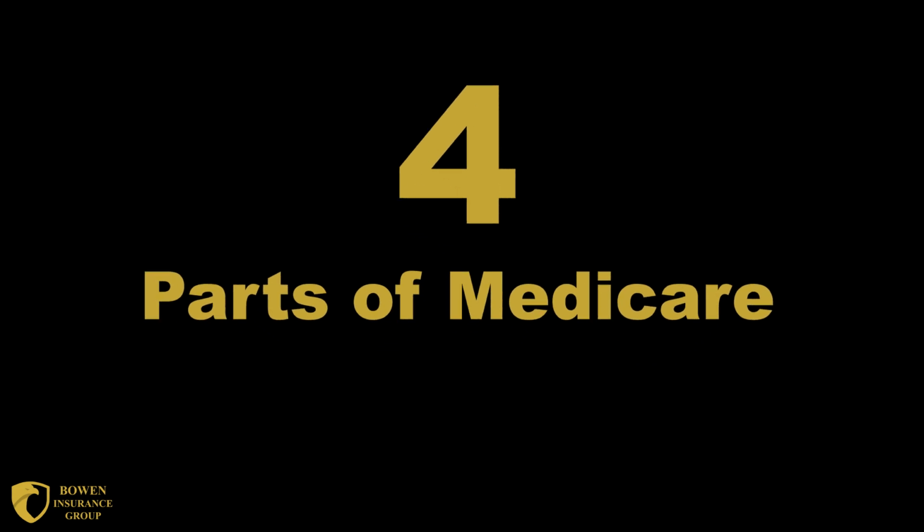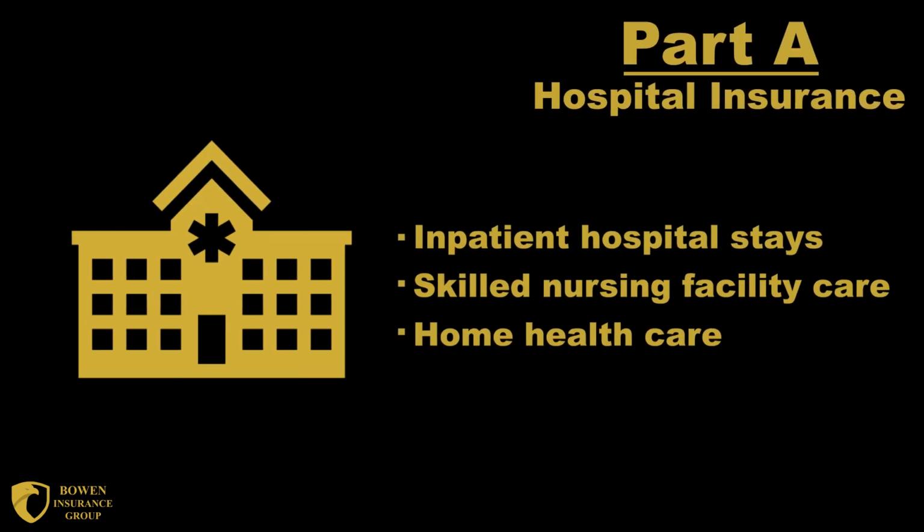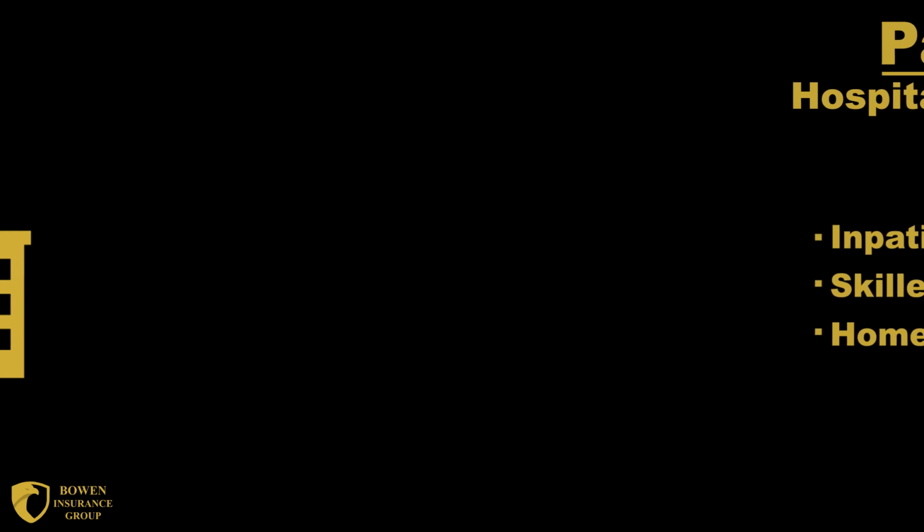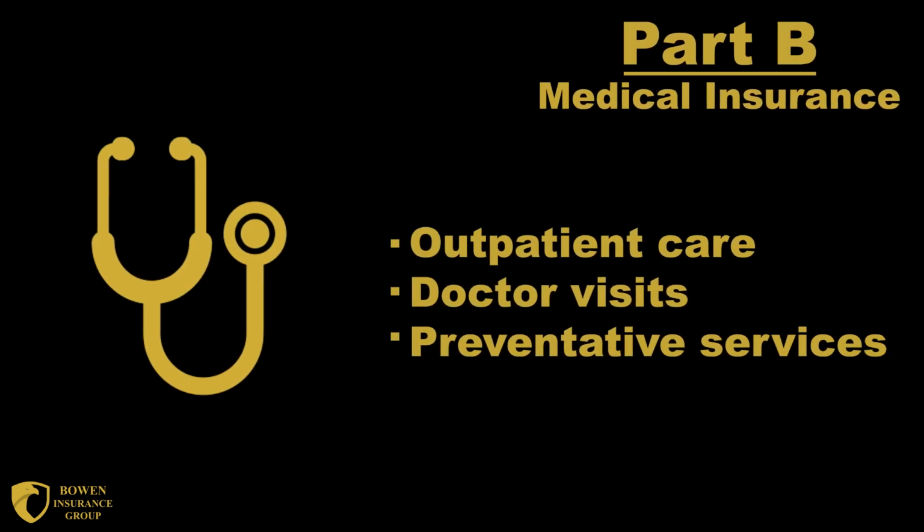Medicare consists of 4 parts, each providing different types of coverage. Here's a breakdown of each part. Part A covers hospital insurance, including inpatient hospital stays, skilled nursing facility care, and some home health care. Part B is for medical insurance. Outpatient care, doctor's visits, and some preventative services fall under this part.